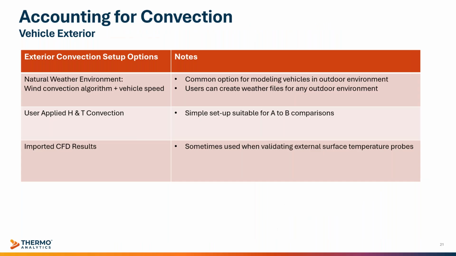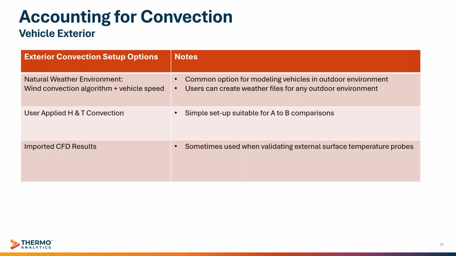Along with the internal airflow, we likely need to consider the wind over the exterior of our vehicle. The environment outside of the vehicle and the speed of the vehicle will have an effect on the internal cabin environment. There are a couple valid options for modeling external convection, which are listed here.